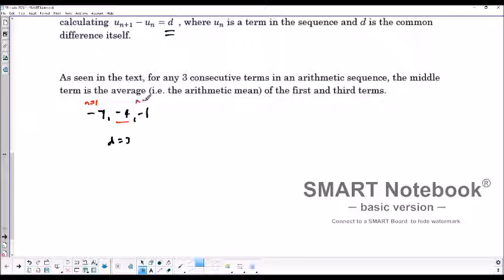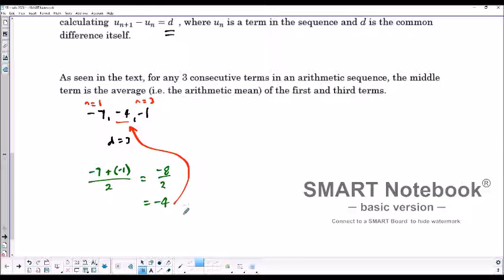So that is term 1, and here's term 3. If we tried that, -7 plus -1, the average of those two values: we get -8 divided by 2, which is -4. And lo and behold, that is what we have right there.